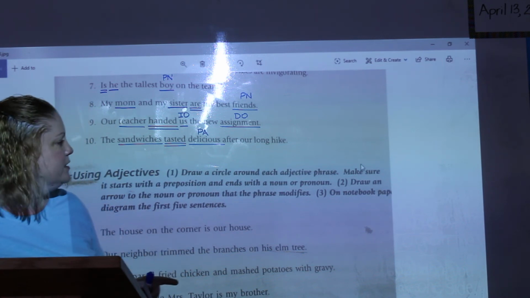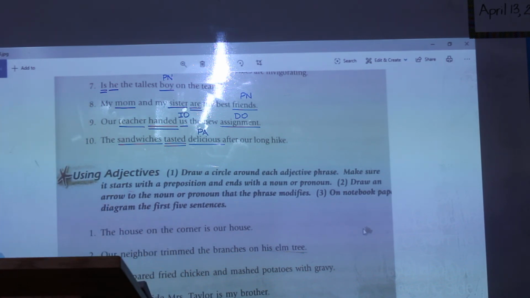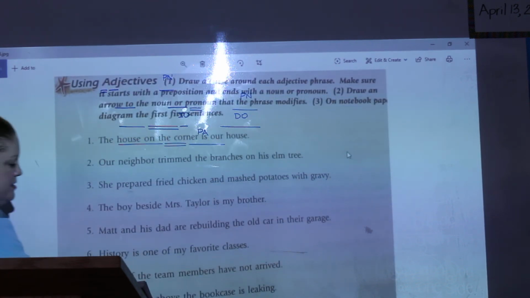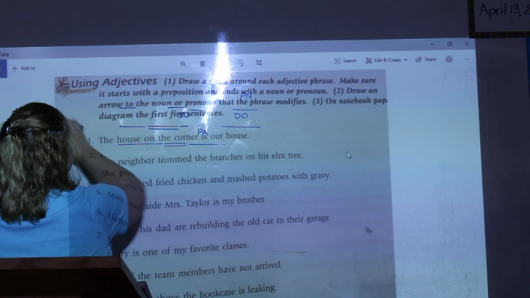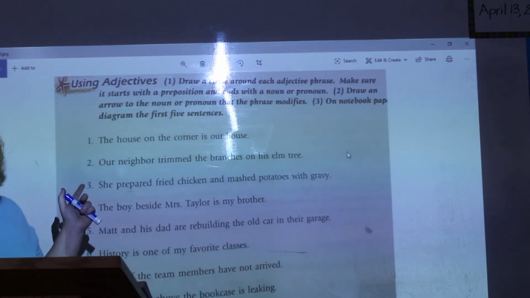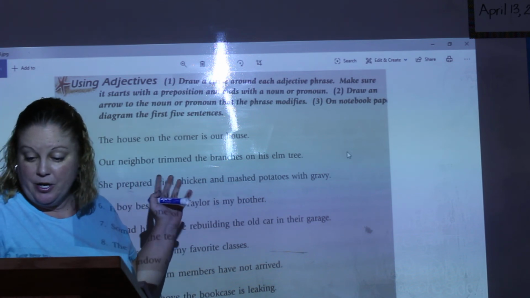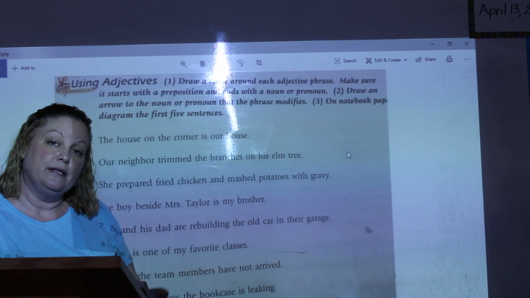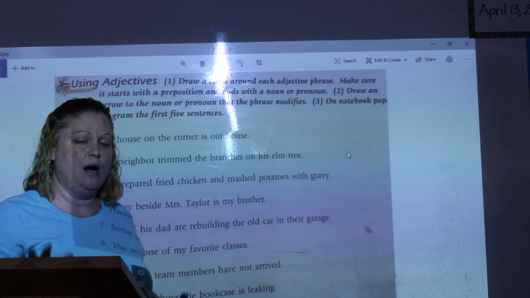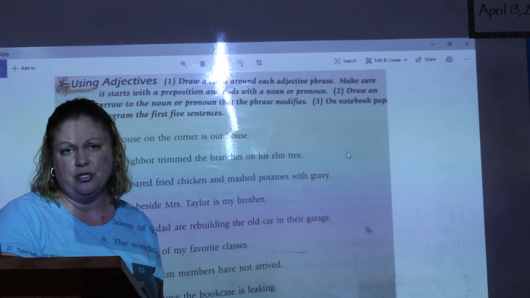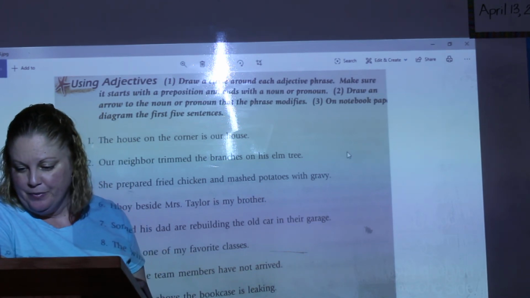But we're going to move on to the using adjectives section. I'm going to scroll this up here and erase this that's blocking it. All right. Adjectives. I'm going to read my book because my eyes are going crazy looking at the blurry screen. 1, draw a circle around each adjective phrase. We've done this a couple times before, but not enough where we might all be able to do it independently, so we're going to do it together. Make sure it starts with a preposition and ends with a noun.